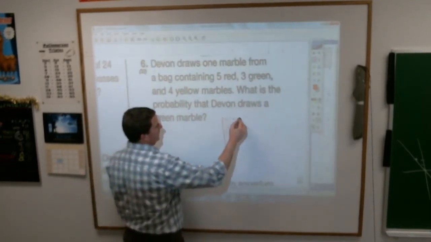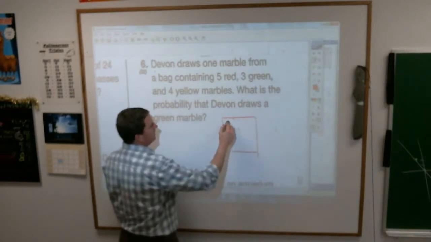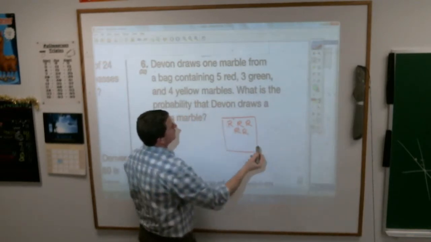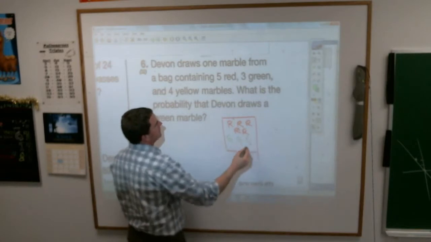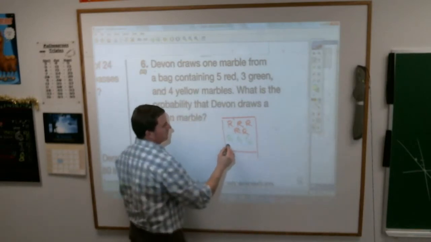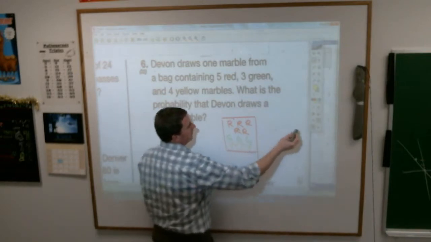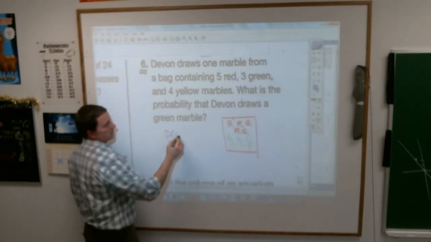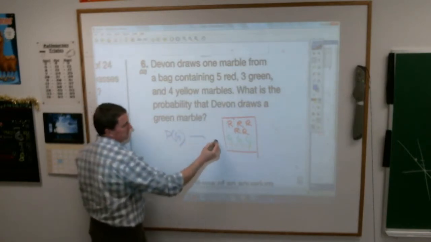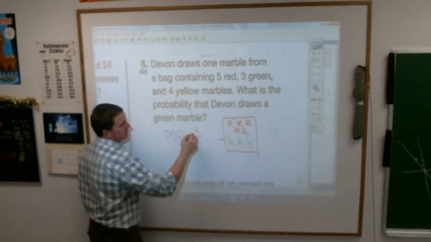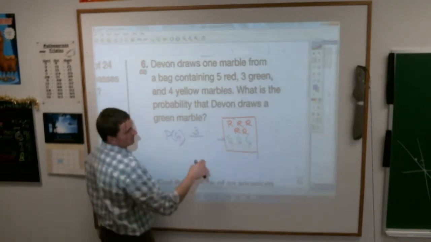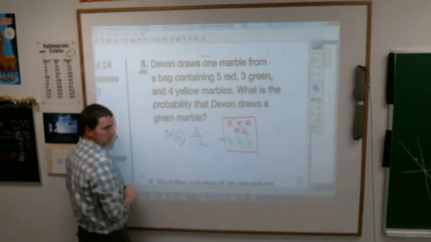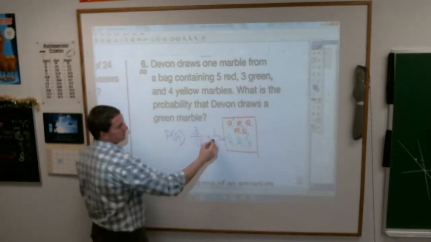You've got a bag containing 5 red, 3 green, and 4 yellow. They want the probability that he draws a green marble. Well, how many green marbles are there here? 1, 2, 3. How many total marbles are there? 3, 7, 8, 9, 10, 11, 12. Reduce that, it's 1/4.